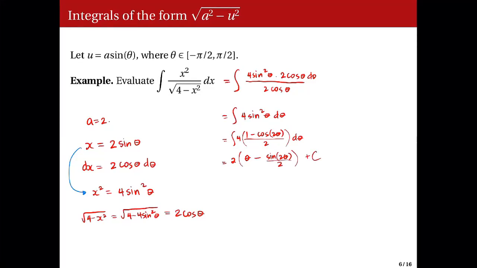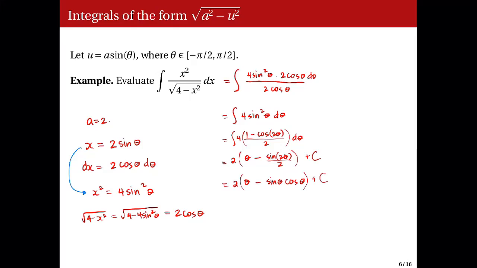And then again, let's convert this sine 2 theta. Let's use the double angle formula. So we will have 2 times theta minus sine theta times cosine theta, then you have the plus c.